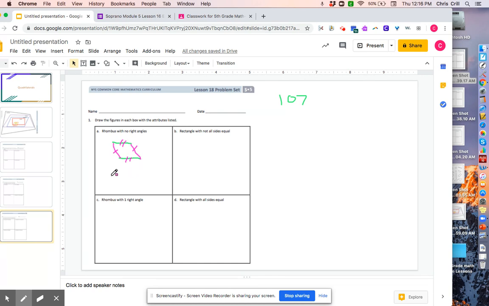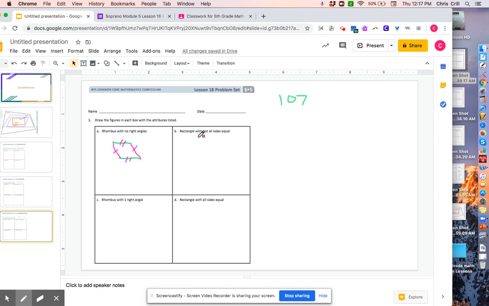I always think of those little pattern blocks. This would be that blue pattern block that you might remember from your days in elementary school. So there is a rhombus, a traditional rhombus. No right angles, equal sides, opposite sides are parallel. B is asking you to draw a rectangle with not all equal sides.